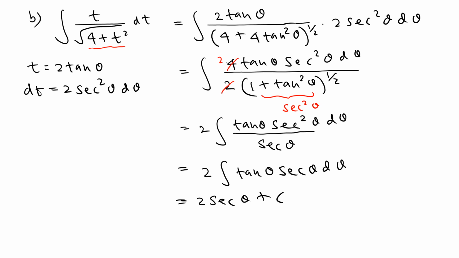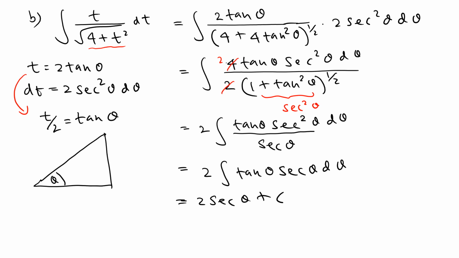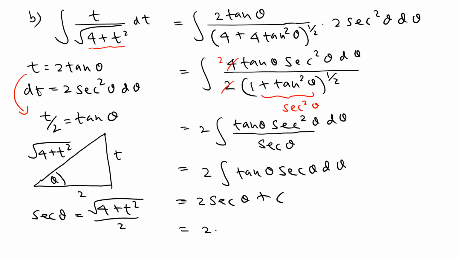Now the same thing, what are we going to do? We're going to write secant using the t variable. So let's do that. We do the triangle for that. So this is t over 2 equals tan theta. So this is theta. Tan means opposite over adjacent. So the hypotenuse is going to be, you square the 2, add, and take the square root. So this says that secant theta is hypotenuse over adjacent. So if you plug that in, you can see 2 times square root of 4 plus t squared over 2 plus c, the 2s get cancelled. So you get square root of 4 plus t squared plus c.